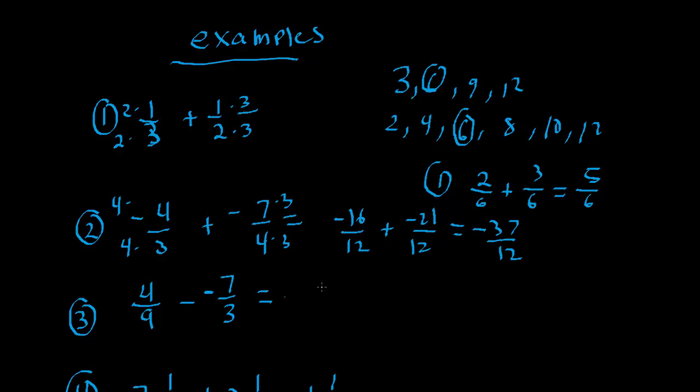Well, let's work with this one. Now you see here, this is a 9 and this is a 3. The LCM of 9 and 3 is 9. So I don't really have to do anything to the 9 because it's already a 9. But here I'm going to have to change it to a 9 by multiplying by 3. So this becomes 4 over 9 minus negative 21 over 9. Now keep, change, because this is subtraction, you change to an addition problem. Now what's 4 over 9 plus 21 over 9? 25 over 9. And that's it.